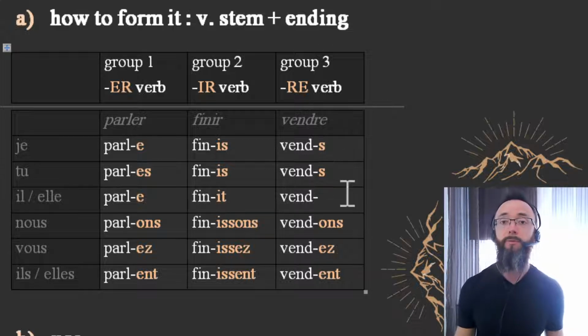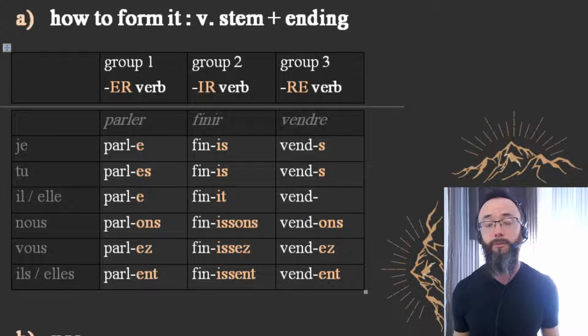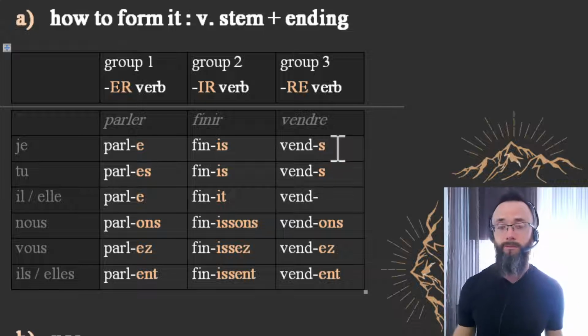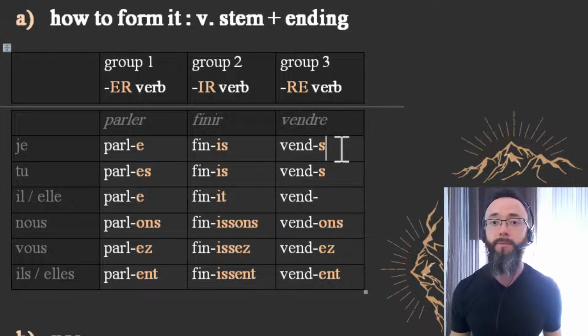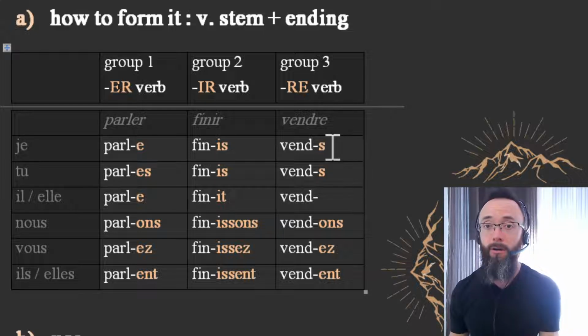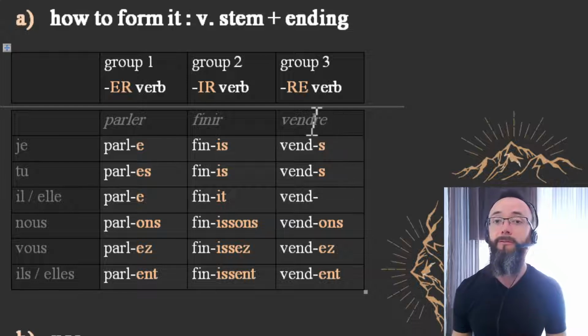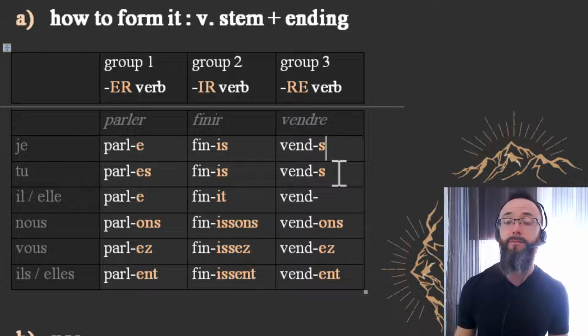And finally, we have group 3. A lot of group 3 verbs end with RE. That doesn't mean all of them, but a lot. So it's good for now just to try to make sense of something that is, again, a bit confusing. RE verbs. We're going to have vends for the verb to sell, vendre. Here we just removed the two last letters, and we added an S for the first two persons.